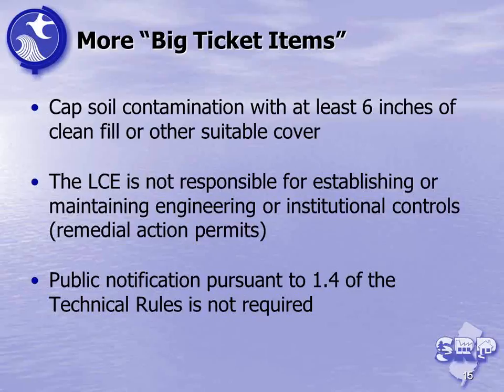The linear construction entity is not responsible for establishing, maintaining engineering or institutional controls. The owner, property owner, and the responsible party would be responsible for doing that, and in the same way they wouldn't have to conduct public notification requirements that are in the tech rules at 1.4. That would be the responsibility of the responsible party.